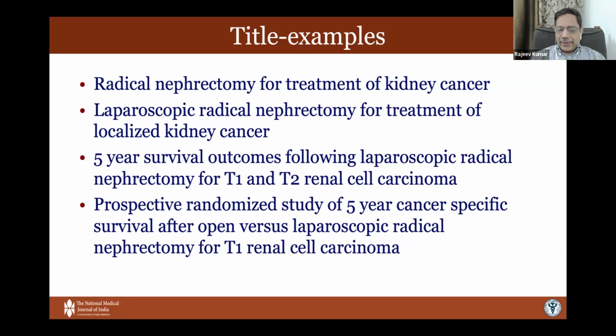Then the second one is slightly better. It says laparoscopic surgery for the treatment of localized kidney cancer. So again, slightly better. Now I'm focused on what I'm talking about, but it still doesn't tell you what part of this I am studying. Am I saying how difficult is this surgery? Am I saying how many patients have complications? What exactly am I trying to tell you? The third one is a little better. It says 5-year survival outcome. So now, just reading the title, people will know that this study is going to report 5-year survival outcomes. And the last one, although it's longer, is complete.